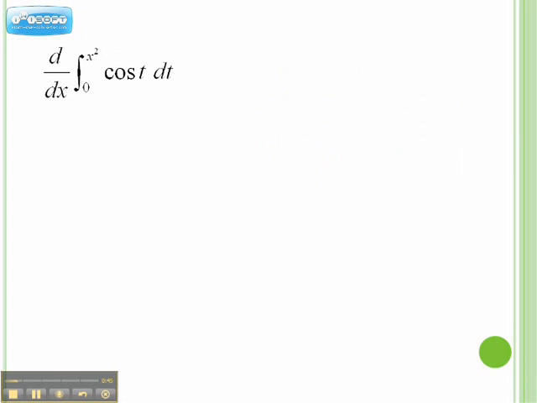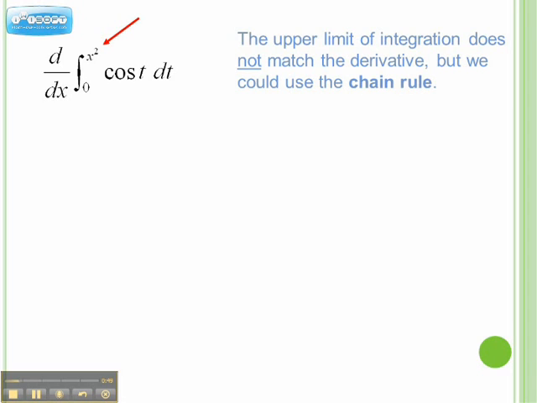Let's try this guy. We have the derivative of the integral, so that rule is taken care of. However, this is an x squared up top and this is an x. Same variable at least, but just not exactly the same. So we're finding the derivative of this function.